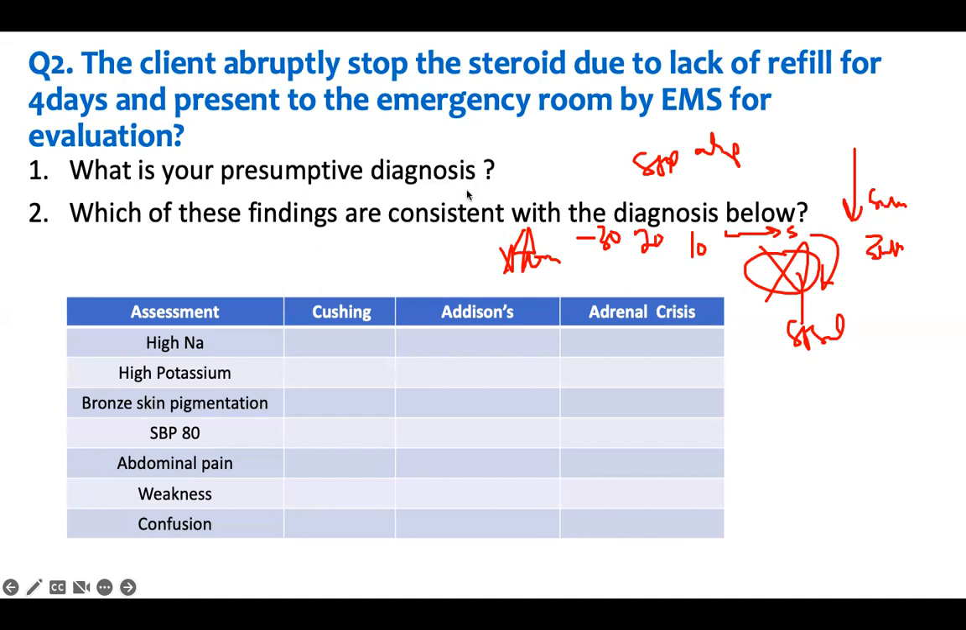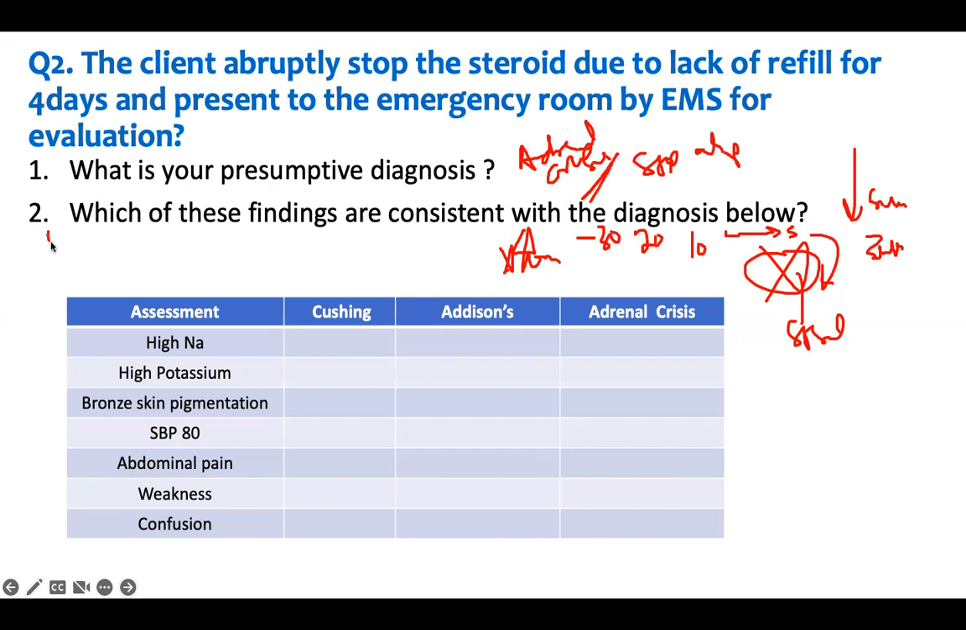So what is your presumptive diagnosis? In the next generation, they will give you multiple choice. They will let you find out what it is. In traditional one, they want to find out what is the diagnosis, but I did not want to give you multiple choice. So the presumptive diagnosis is adrenal crisis. That's what we call it. They are in adrenal crisis.